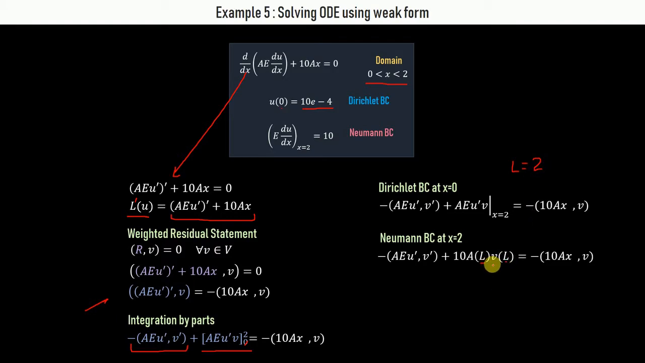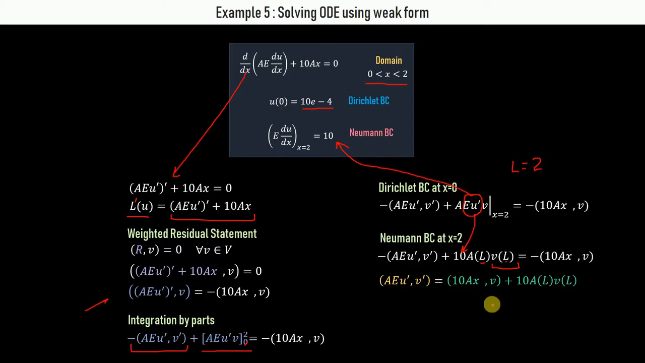Now, and the v at L, and we can write this u dash part. This u dash part is 10. Okay, so that's why we have written this 10, and a is here and v is here. So we have substituted the Neumann boundary condition here. So this is the power of weak form. We are simply substituting the Neumann boundary conditions here.